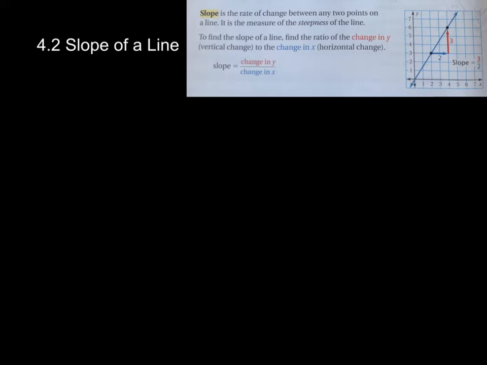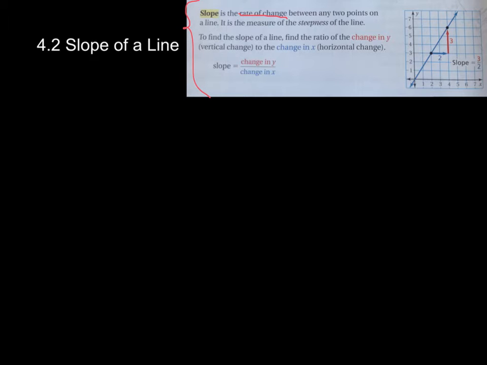So now we're in section 4.2, which is about the slope of a line. So let's take a look at this up here. Slope is the rate of change between any 2 points on a line. So rate of change is important. It is the measure of the steepness of a line.